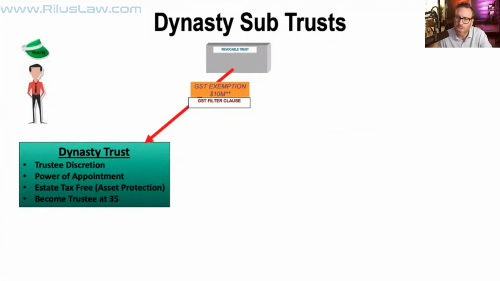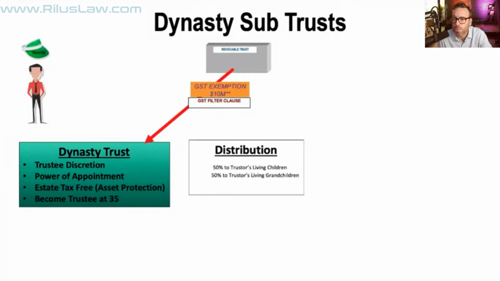Another way we can do it, I have clients where they want to give some things to their grandkids. They want to send part of their estate to their children and part directly to grandchildren. We could set it up where a percentage goes to your children in dynasty trust and a percentage to your grandchildren in the dynasty trust.